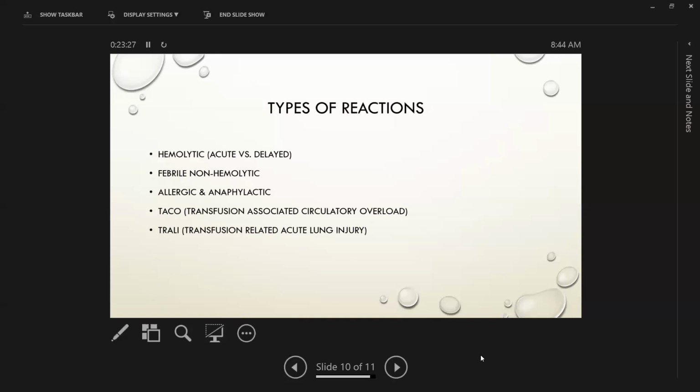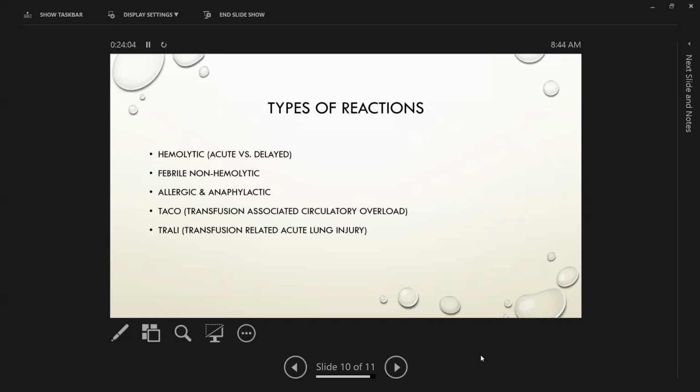Types of reactions. So here are some things that we would look for as far as reactions that our client was having a problem with their transfusion. The first one is a hemolytic transfusion reaction. And this could be acute or delayed. So hemolytic reactions occur because the client received incompatible blood. There's an ABO or an RH incompatibility. You gave the wrong blood to the wrong person.